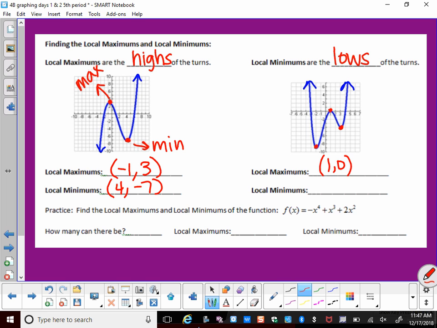So your local minimum, I have 2 of them. What's the first one? (-2, -9), and then what else? Wait, that would be -9, right? Yeah. (-2, -9), and then we have (3, 4). Oh, -4. Thank you. (3, -4).